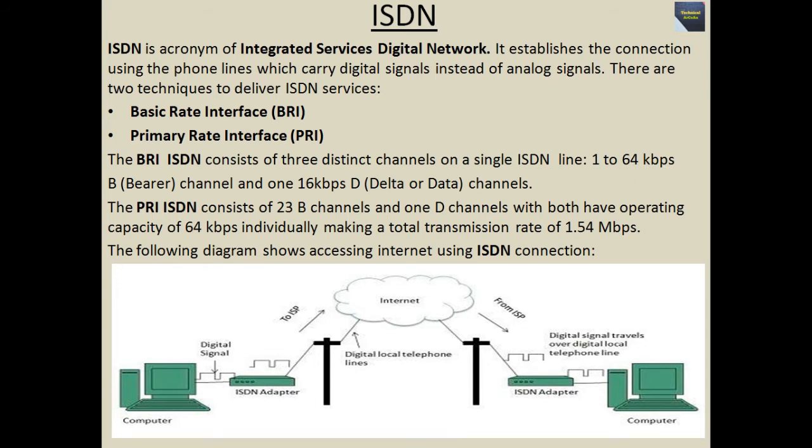The BRI-ISDN consists of three distinct channels on a single ISDN line, which is 2 B channels of 64 kbps each and 1 D channel of 16 kbps. B means the bearer channel, and D means delta or data channel. The PRI ISDN consists of 23 B channels and 1 D channel, with both having an operating capacity of 64 kbps individually, making a total transmission rate of 1.54 Mbps, right? The following diagram shows the ISDN connection, right?